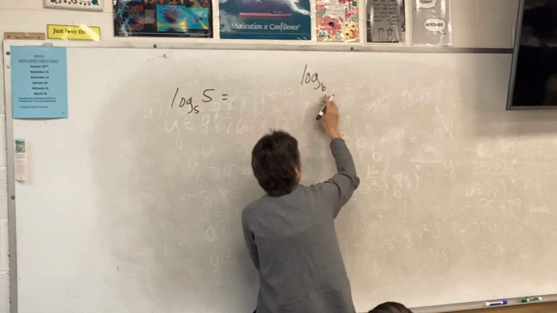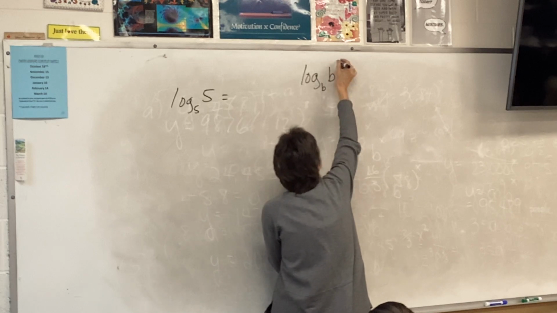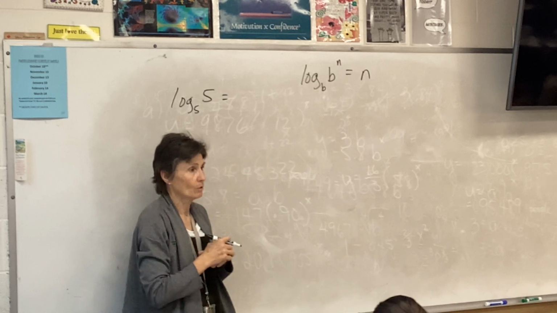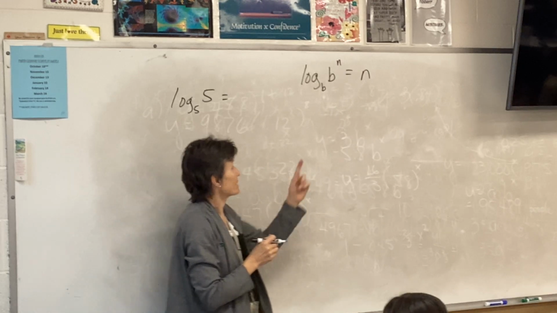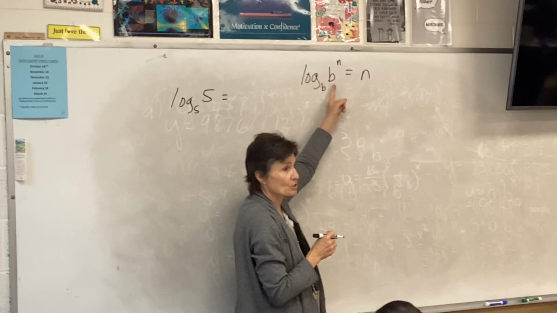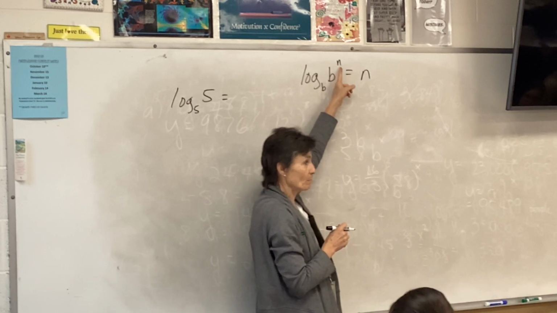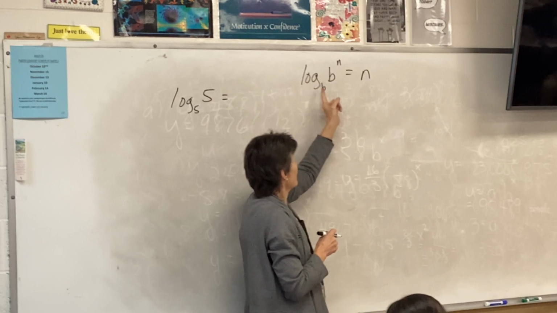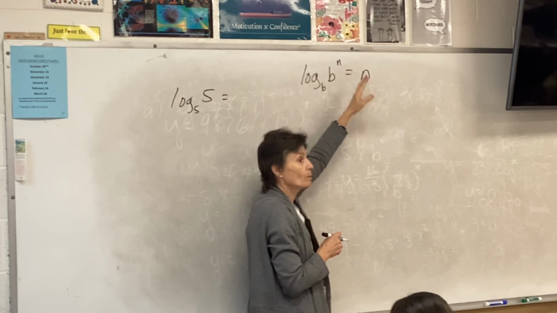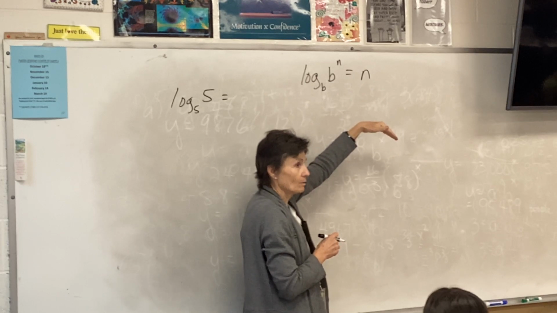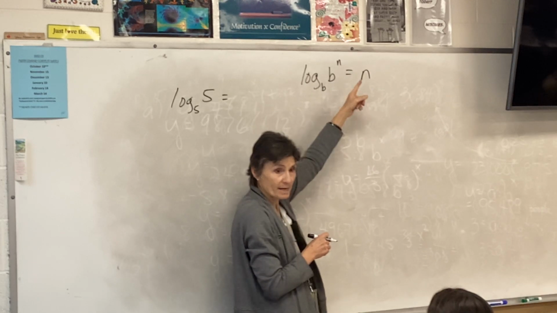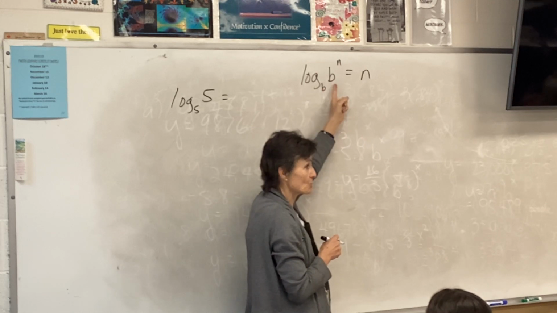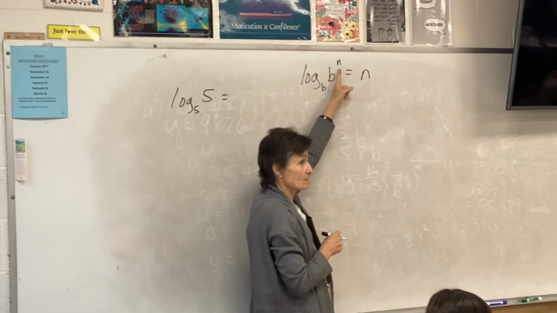The log base b of b to the n is n. That is a property of logarithms. It says as long as these two numbers match, the answer will be whatever the exponent is. So the log base 12 of 12 to the 5th would be 5. The log base 9 of 9 to the 8th would be 8. As long as these two numbers match, the answer is the exponent.